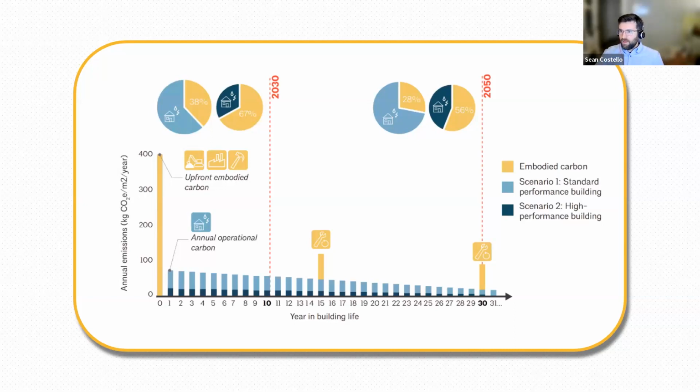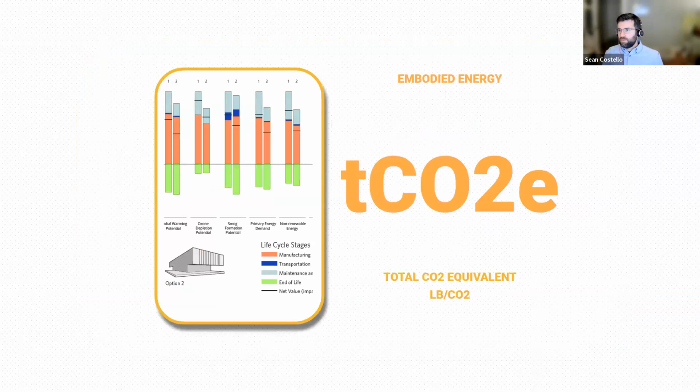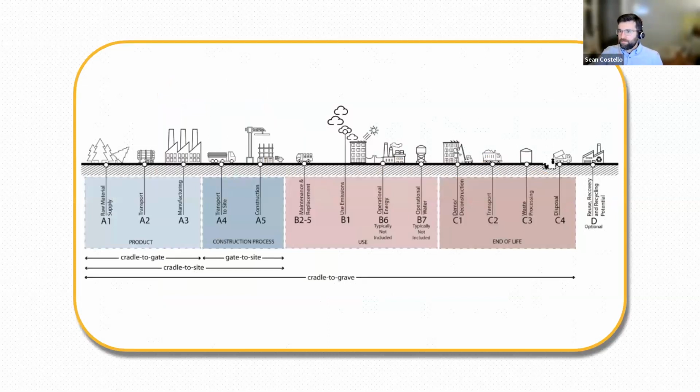One thing to be aware of: through the AIA submission, they're going to ask for the total CO2 equivalent, which is just pounds of CO2. There's a couple of software tools, one that's free that I'll talk about, that will help you figure out overall life cycle analysis and total CO2 embodied energy. This is the metric they'll ask for, and we're talking about the whole life cycle analysis, primarily the product and construction process, A1 to A5.